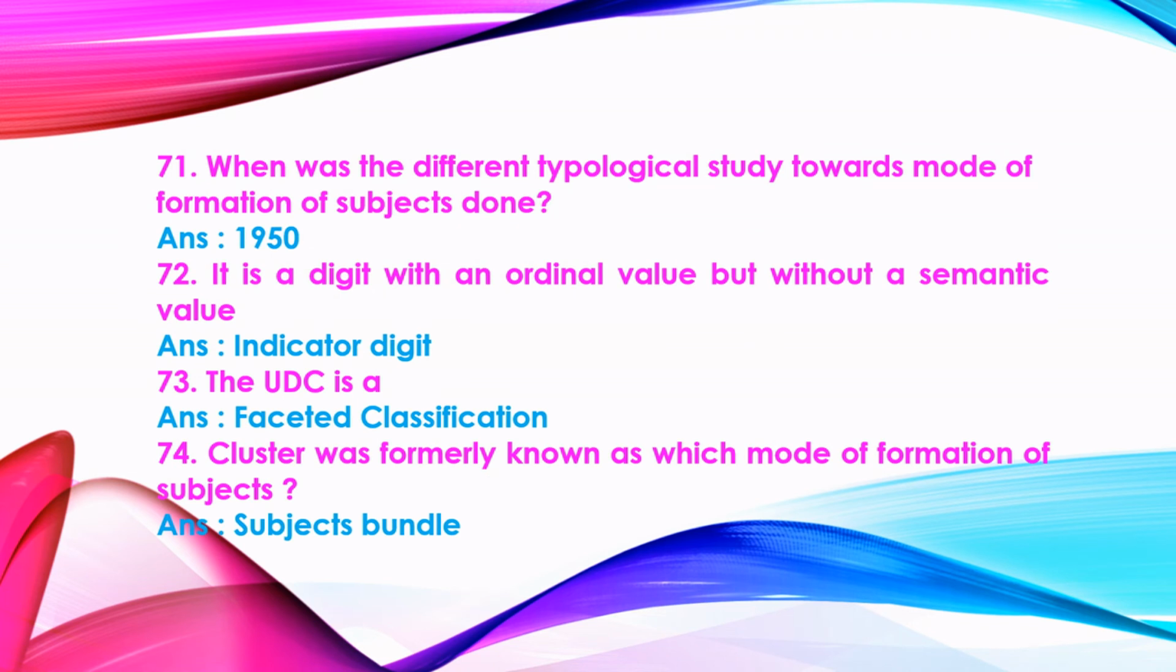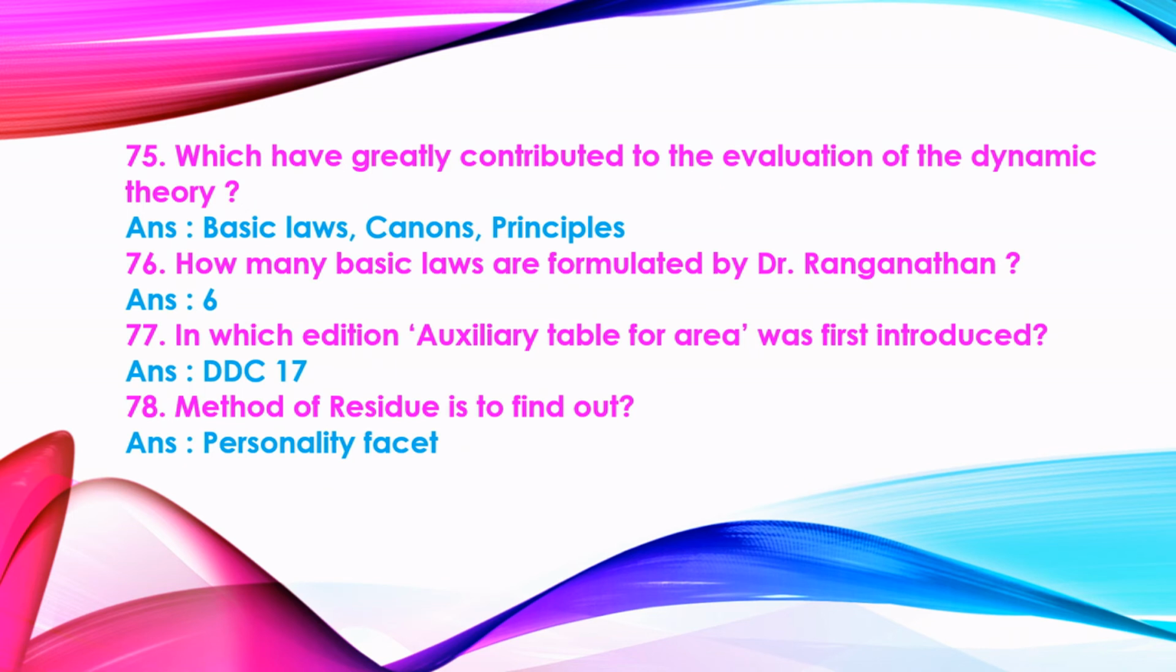When was the different typological study towards mode of formation of subjects done? 1950. It is a digit with an ordinal value but without a semantic value indicator digit. The UDC is a faceted classification. Cluster was formerly known as which mode of formation of subjects? Subject bundle. What greatly contributed to the evolution of the dynamic theory? Basic laws, canons and principles.